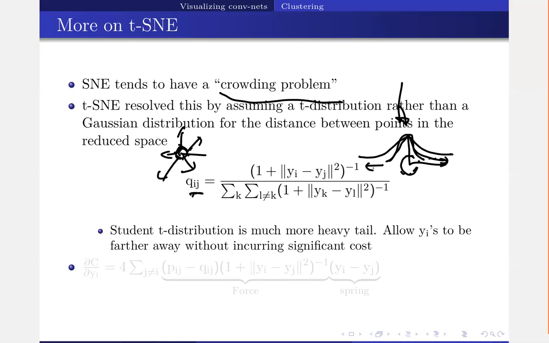That's exactly what they did in tSNE. Instead of using a Gaussian distribution to model the visualized data there, we just use a t distribution. Therefore we call it tSNE. The t distribution allows you to have a heavier tail.